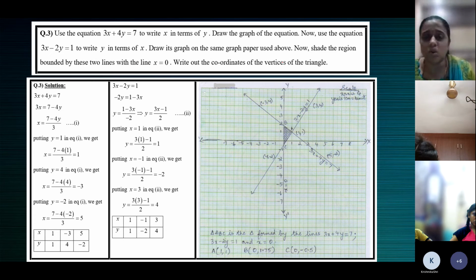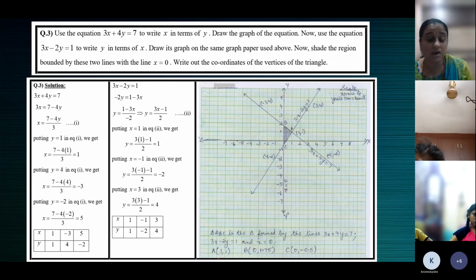Then write out the coordinates of the vertices of the triangle. These are the three vertices of the triangle. Here, this one, and this one. So write their coordinates. Please read it clearly from your graph paper.